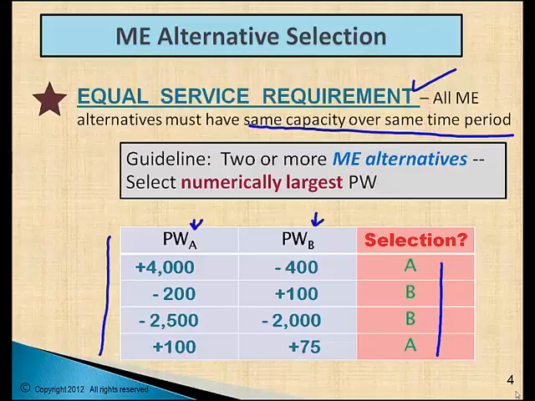Note that the numerically largest always considers the sign. For example, in the second case, B is selected because the sign is plus on the 100. And for case 3, both signs are minus, but B is selected because minus 2,000 is larger than minus 2,500.